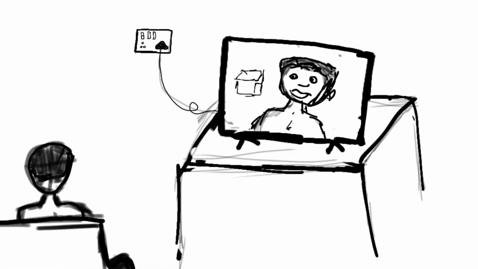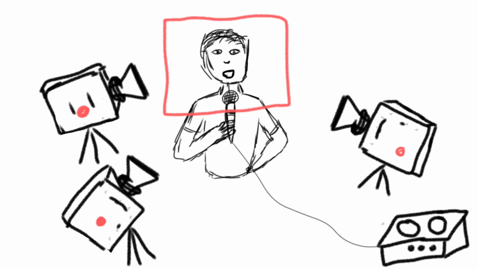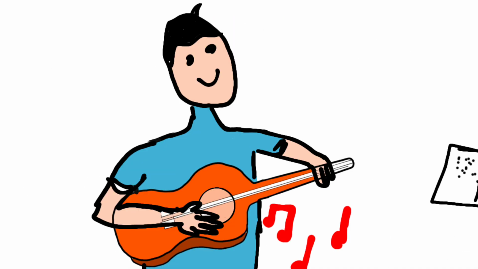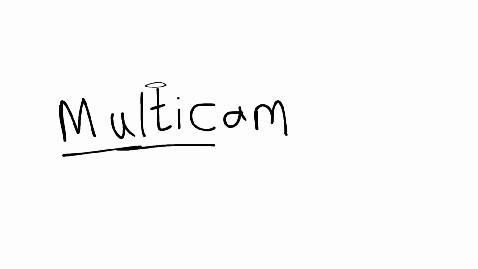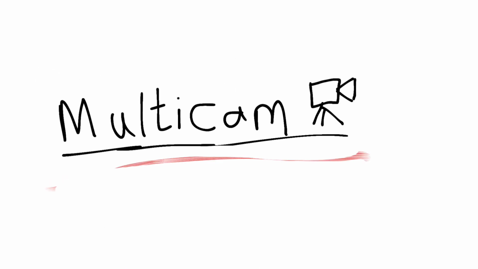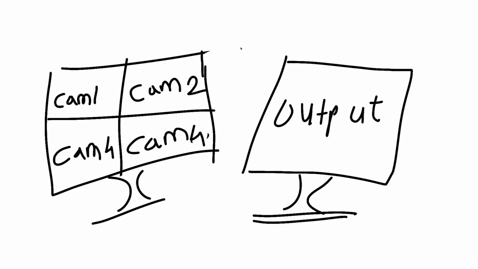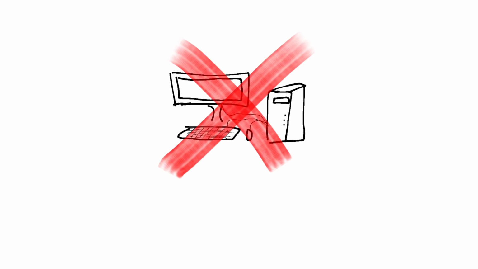Have you ever watched a movie or a live concert and wondered how we see the exact same moment from so many different angles? The person singing, the crowd cheering, the close-up on guitar, all at once. The secret is something called multi-camera or multicam editing. And today, I'm going to show you how you can do it, even without a computer, right on your phone.